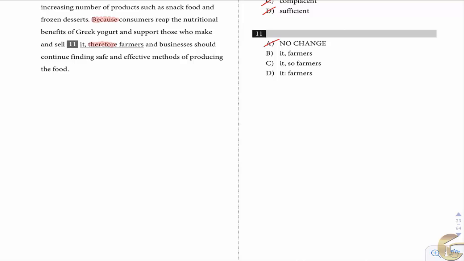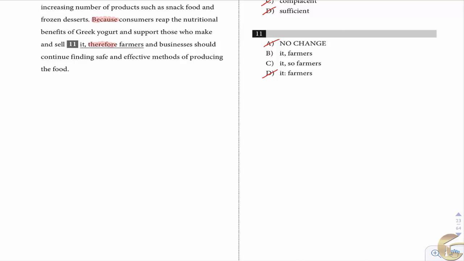So then we want to look and see, for example, the colon. A colon is a very simple rule to check because it should give you a list or an explanation afterwards. Well, we have kind of a cause and effect relationship here because of these things. Farmers and businesses should continue finding safe and effective methods. It is not giving you a list or a definition as a cause and effect. So it's not going to be a colon either.